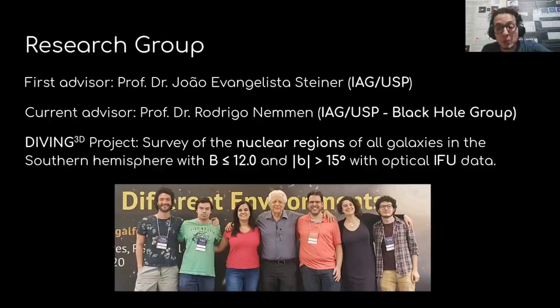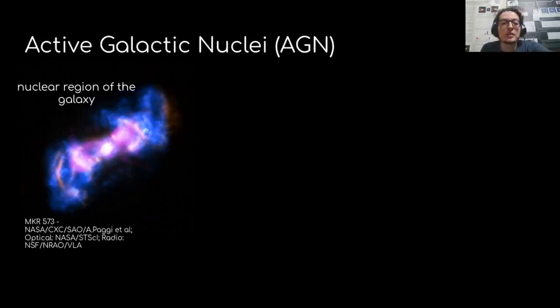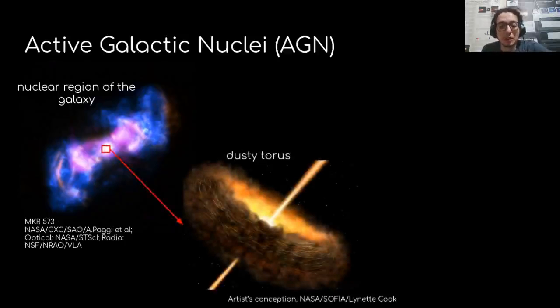My work is about one galaxy of this survey that has an active nucleus. But what is an active nucleus? And what is an IFU data? If you look at the central regions of some galaxies, we will encounter a lot of emission from gas produced by a bright nucleus. If you go more inside, we can detect a structure of gas and dust, a dusty torus, that can obscure the central emission depending on the orientation.